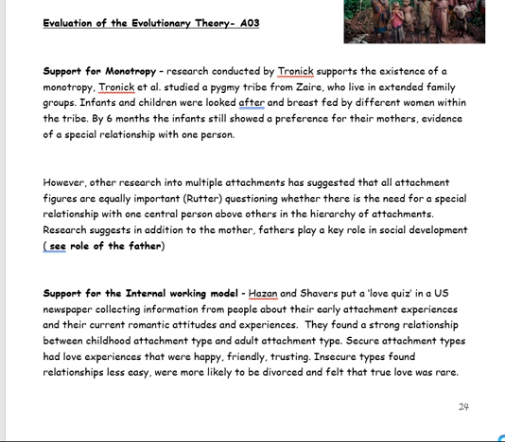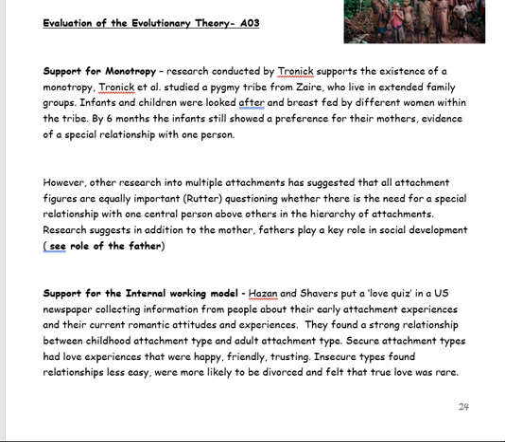We've now got some research by Rutter, and we will talk about this more when we start to look at the Romanian orphans, but there is other research into multiple attachments, and this does actually suggest that there isn't always a need for a special relationship with one person. So what you could do here is, on the end of your PEEL point about monotropy, you could put, however, there is research that goes against this by Rutter, and so on.